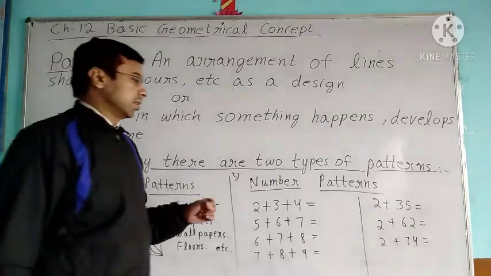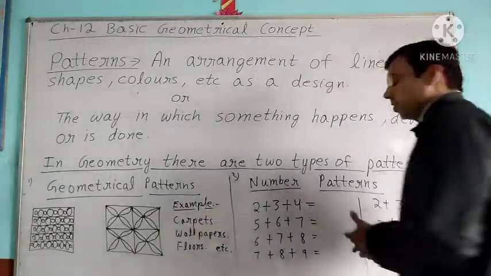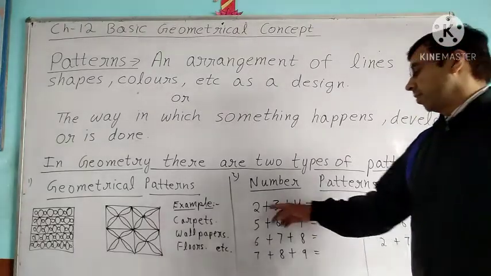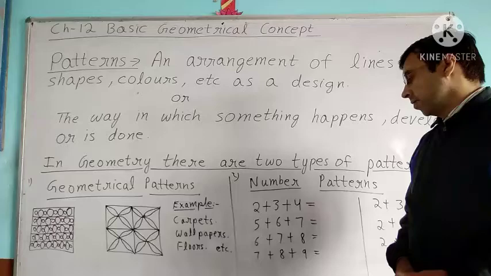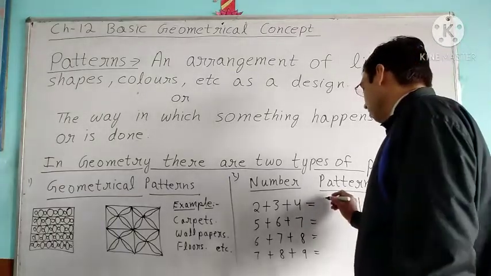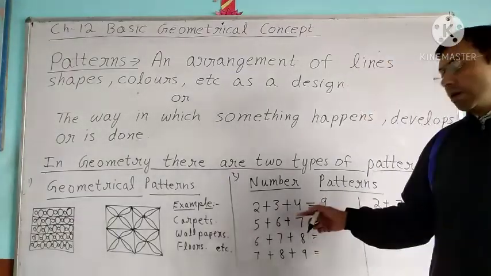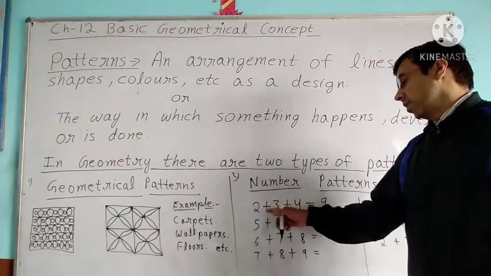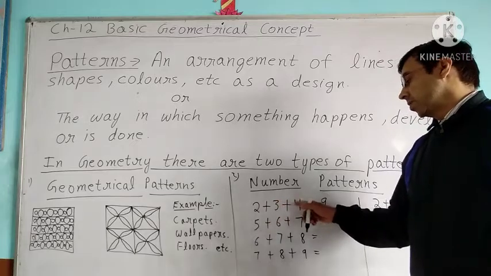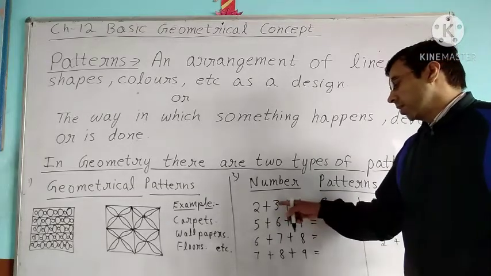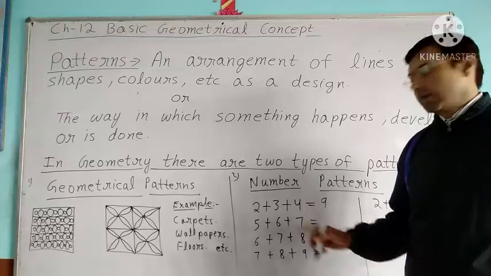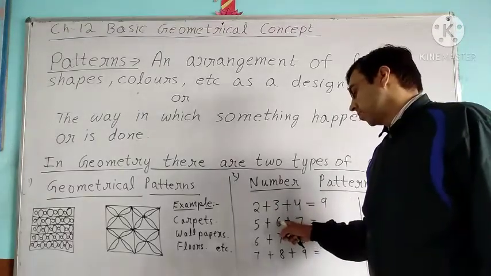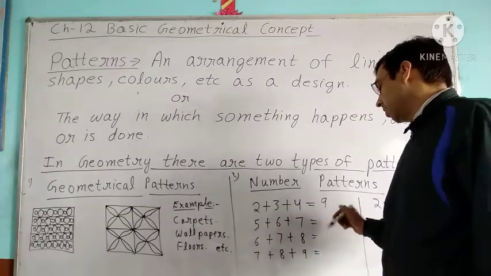Now number patterns. It is also an arrangement, a numerical arrangement. Students, 3 plus 4 is 7, 7 plus 2 is 9. But directly we can solve it. How? See, 2 plus 1 is 3. So 3 plus 3 is 6, 3 plus 6 is 9. Or directly we can say 3 times 3 is 9. Clear? Same here. See, 6 times 3 is 18.